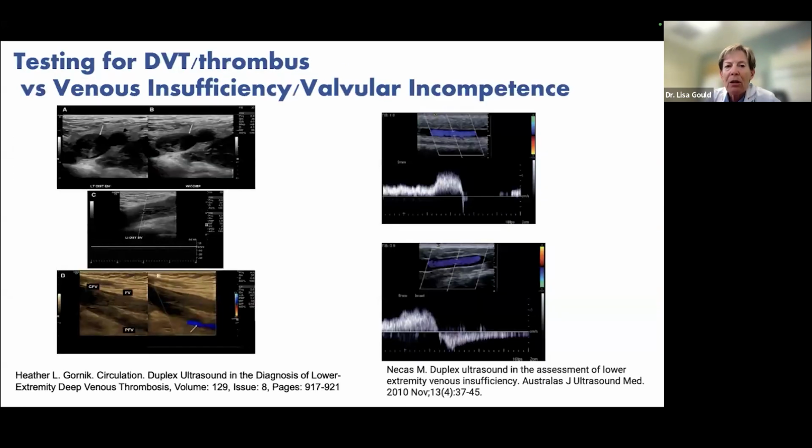So when you order an ultrasound looking for venous insufficiency, you want to make sure that you specify it correctly. If you just order a venous ultrasound, what will probably happen is that they look for a DVT or thrombus, as shown on the left. You have to specify that you're looking for valvular incompetence. On the right, it shows a normal valve on the top where there's a crisp cutoff and then nothing, so you're not getting any backflow.